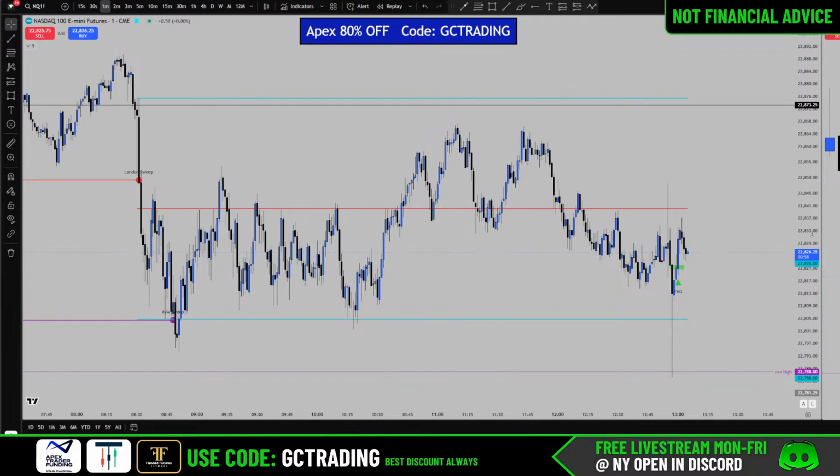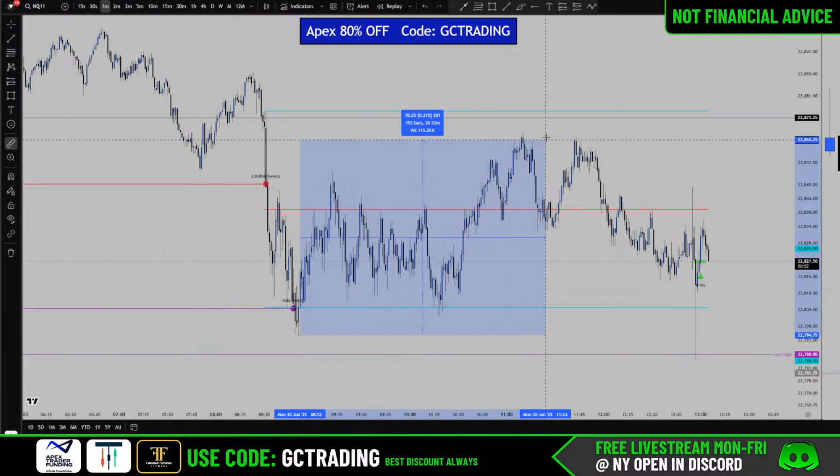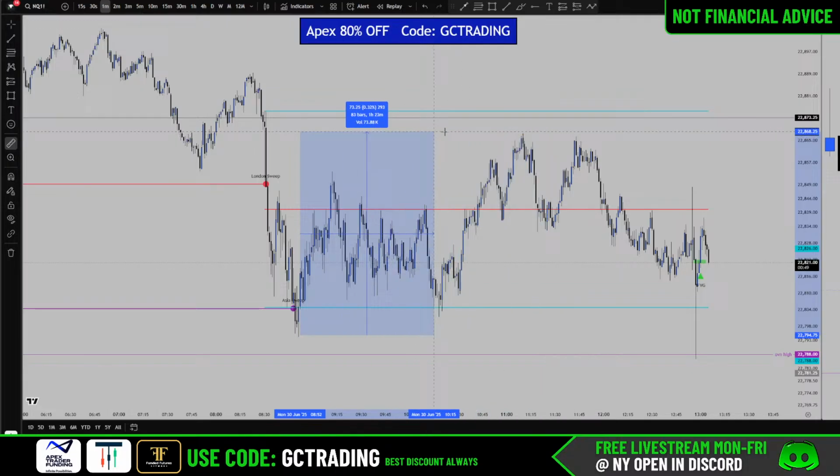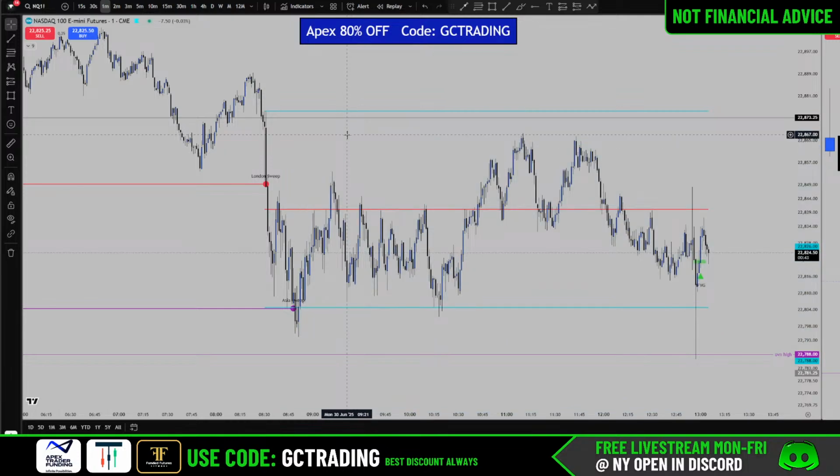Price really has not done anything this entire day. We've been in a 70-point range the last 4 hours. So, it's been a very, very slow day. I have not taken a trade at all yet.